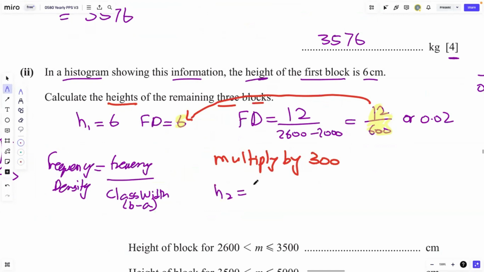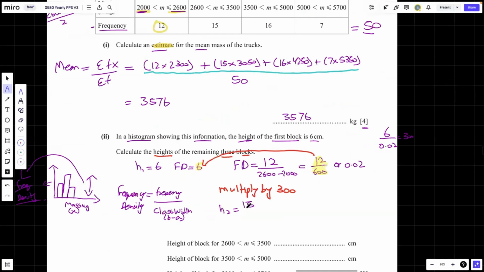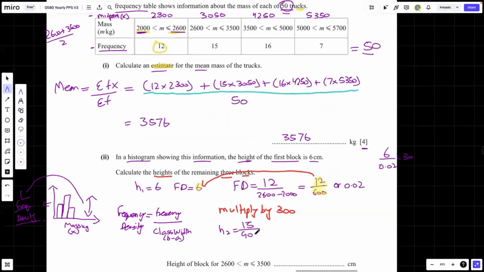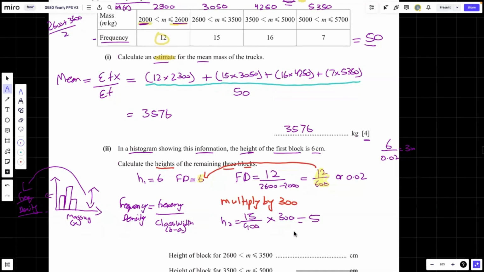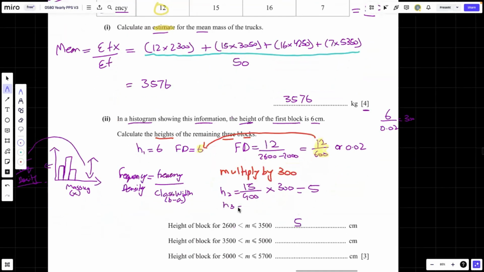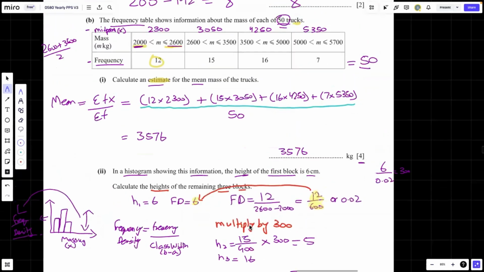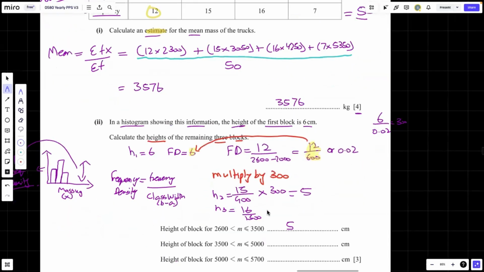So now I'm going to do frequency density, or let's just say height. Height of the second block is going to be the frequency, that's 15 of the second column, over the class width, which is going to be 900, and you times it by 300 to get the answer, which is going to be 5. The second block has the height 5. Height 3 is going to be 16 over 1500, that's your class width, times 300. That's going to give us 3.2. Accurate answers that we are getting.